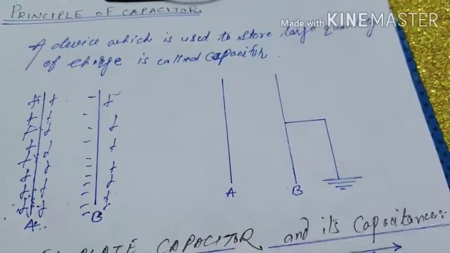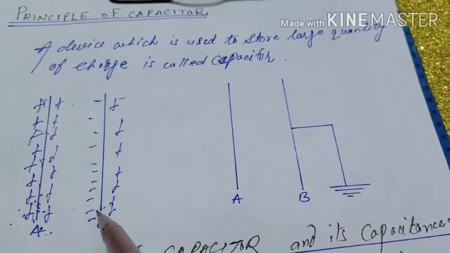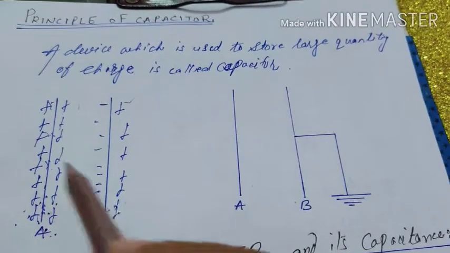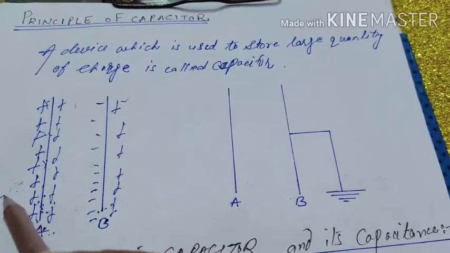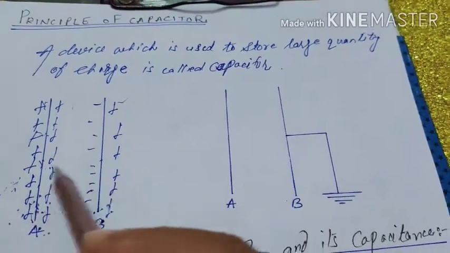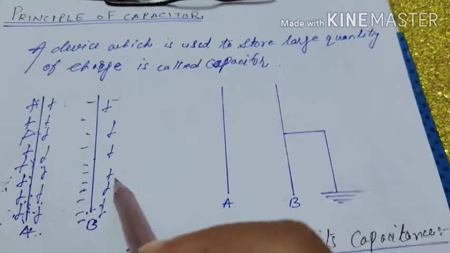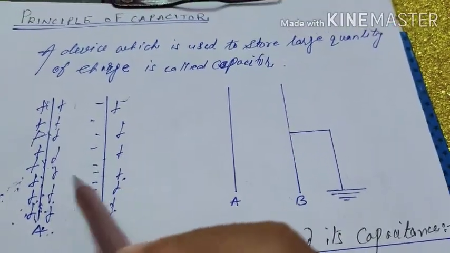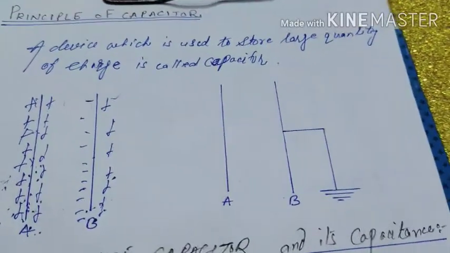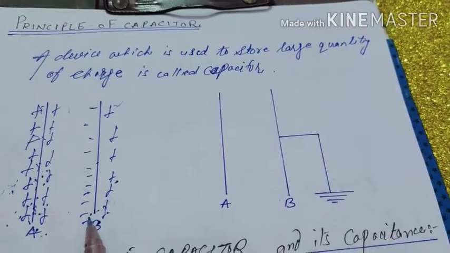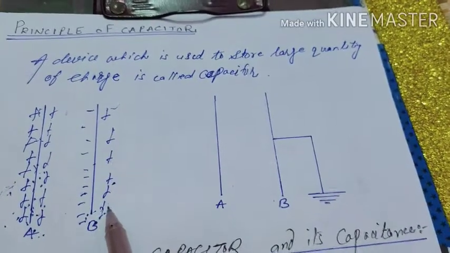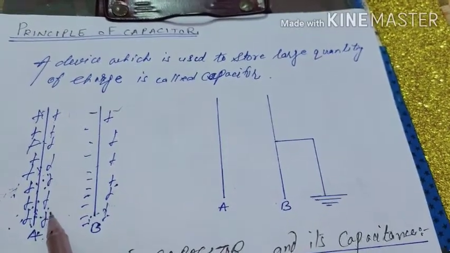Now listen: this negative charge tries to reduce the potential of plate A. If you try to give positive charge to plate A, this negative charge will attract the positive charge and its potential decreases. But the charge on the other side of plate B tries to increase the potential of A. Simply, the negative charge of plate B reduces the potential of A and the positive charge on plate B tries to increase the potential of A.